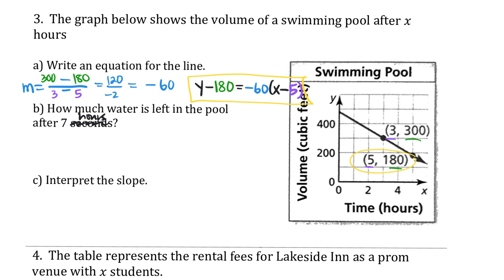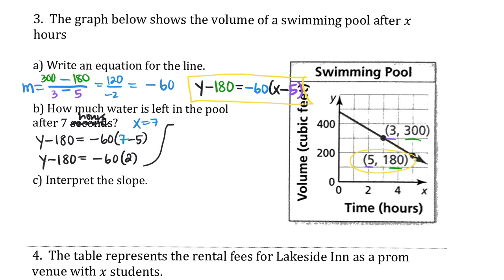The hours are on the x-axis, so this is x equals 7. So I'm going to plug x equals 7 into this equation. Okay, and I know this is not the nicest equation, but we can do it. Negative 60, x is 7, minus 5. Okay, let me figure this out. Negative 60 times 7 minus 5 is 2.